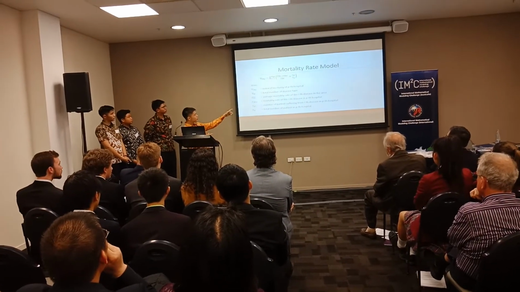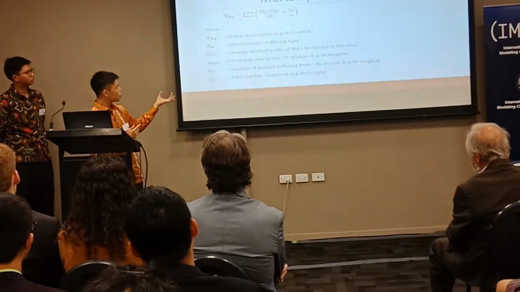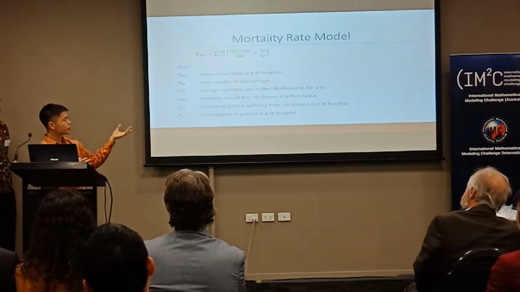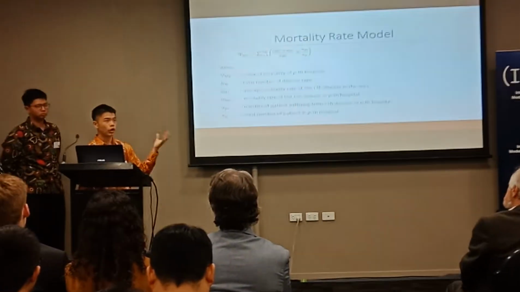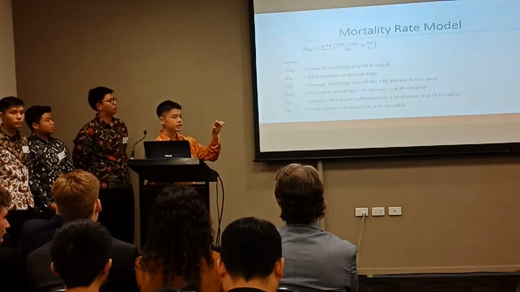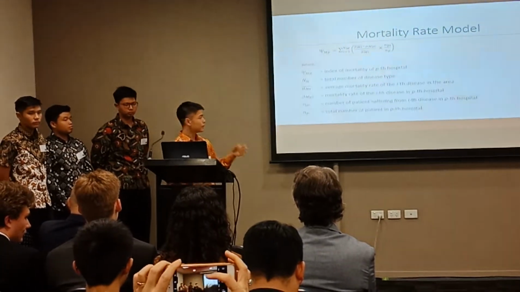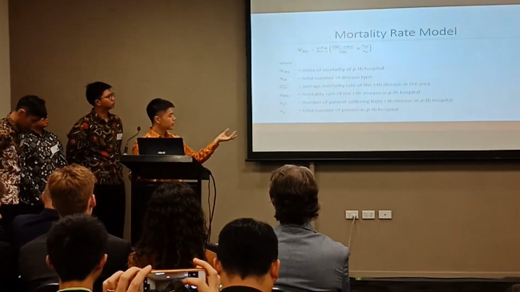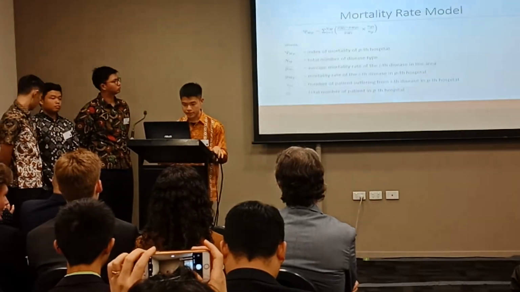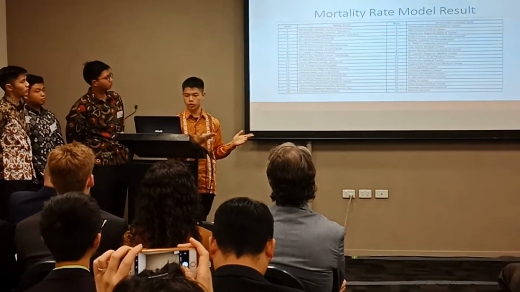As you can see from the equations, in the first part we compare the average mortality rate of the disease across all of the hospitals, and we compare it to the particular mortality rate of a hospital. And then in the later part, we take into account the effects of the total number of patients. And then this is the result from the first model.